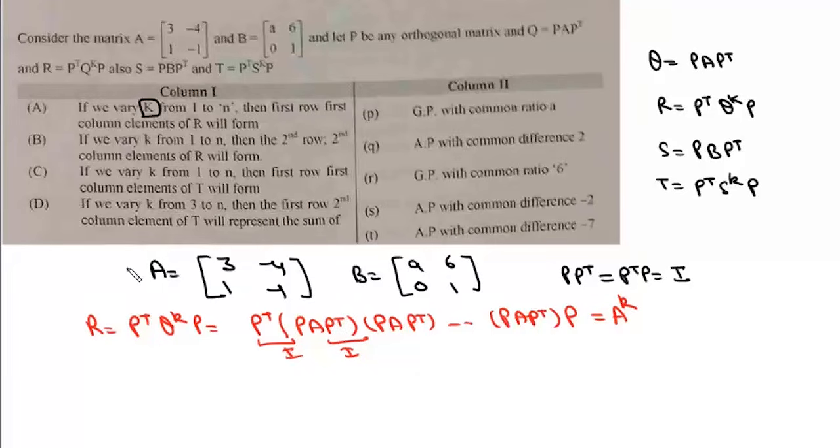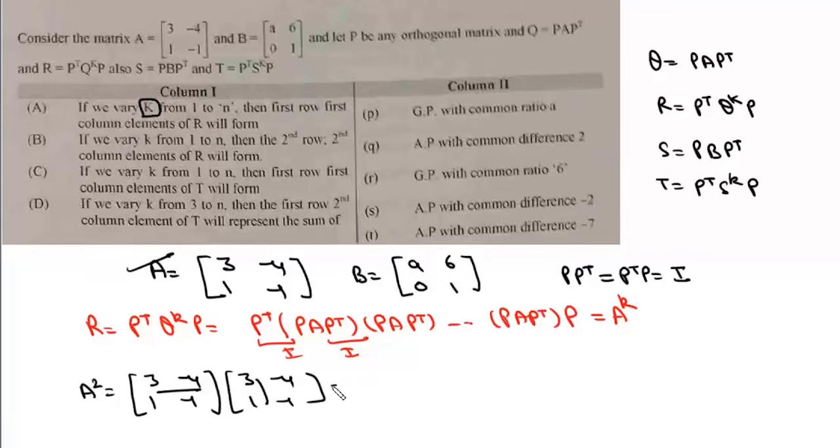Now A is [3 -4; 1 -1]. A square will be [3 -4; 1 -1] into [3 -4; 1 -1]. Now we multiply it, we'll get this as 9 minus 4, 5. Now this is minus 12 plus 4, minus 8. Now this is 3 minus 1, 2. And here it is minus 4 plus 1, which is minus 3.